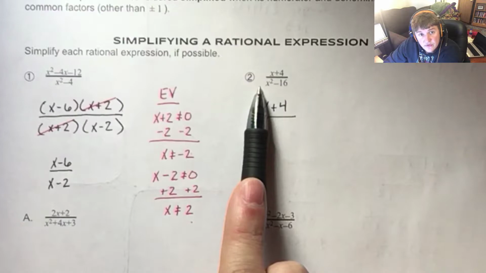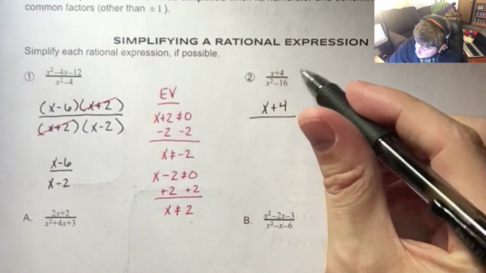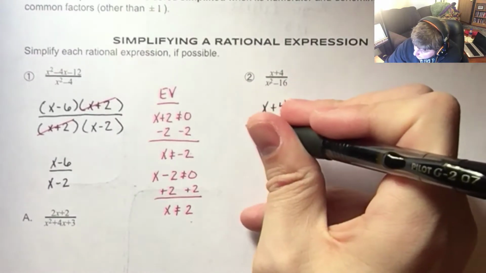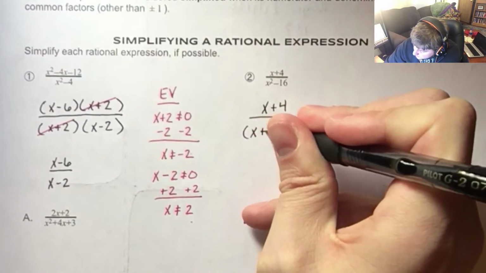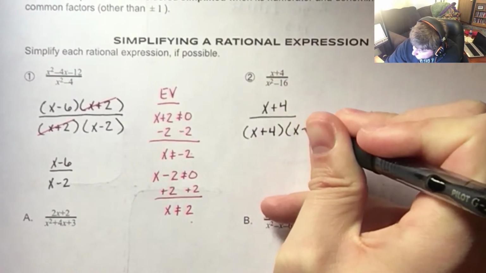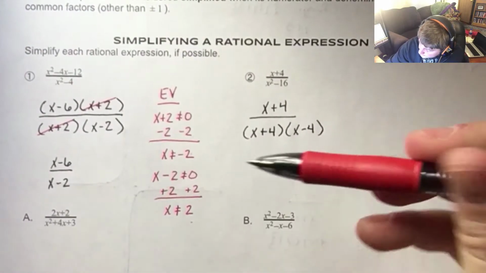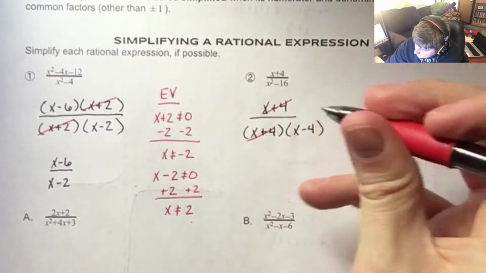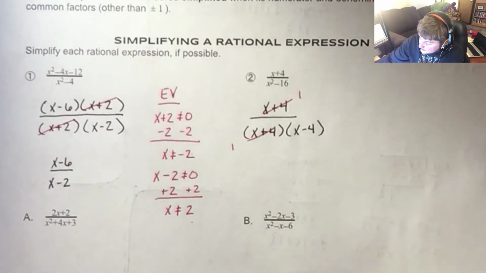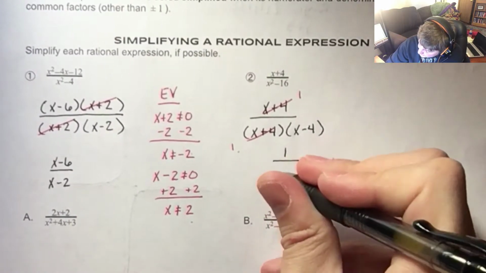X squared is a perfect square, 16 is a perfect square, so we know that this is a difference of squares. So what's the root of x squared? It's x. What's the root of 16? It's 4. Okay, we have a common factor here, and remember, they cancel out to 1s technically. So on the top, I just have 1. And on the bottom, I have 1 times x minus 4.